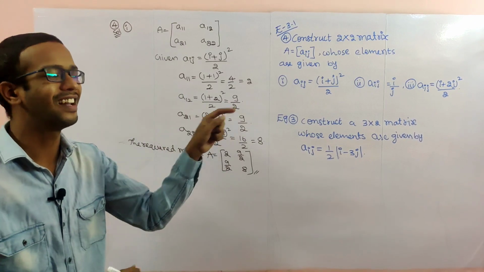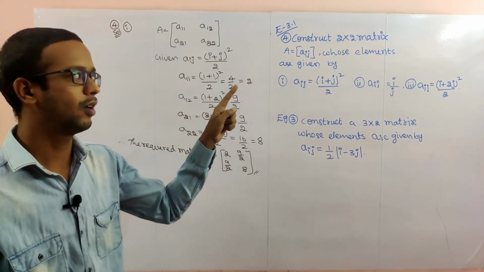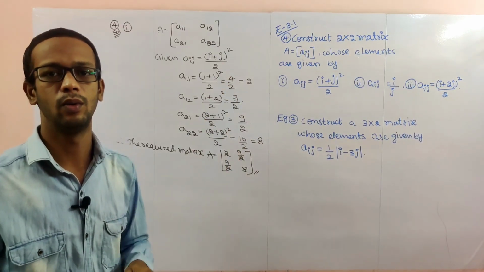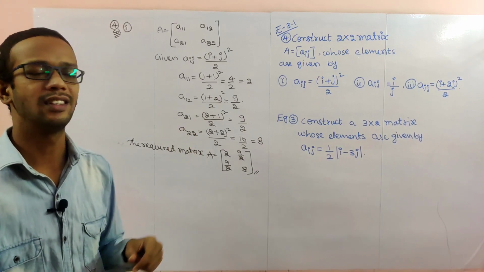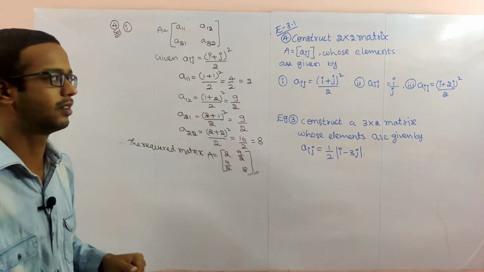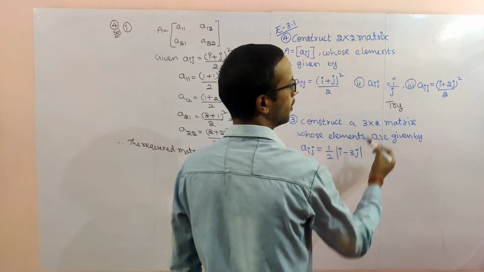Same method but the condition is different. Next problem also you can see. Here (i plus j) whole square by 2. There (i plus 2j) whole square by 2. Carefully substitute those elements. These two problems also try yourself.